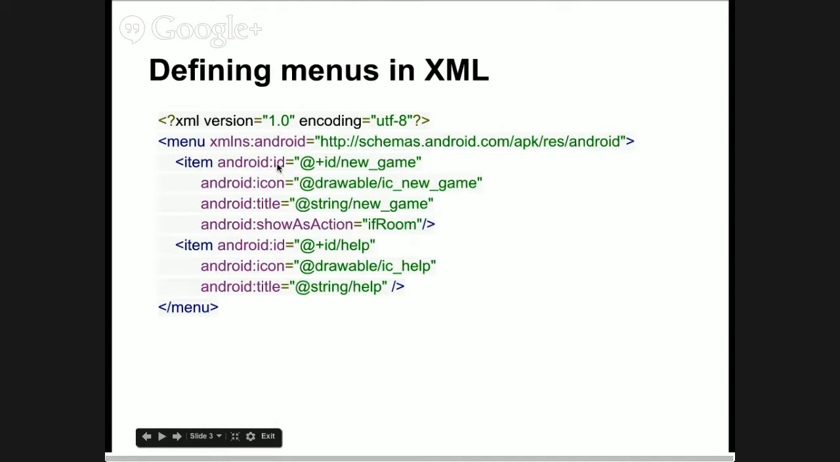Each item has an ID, an icon. That is usually not shown in newer Androids, okay, but used to be shown in the older Androids. It has a title, which is essentially a string that you can put into it. And it has some options, such as show as action if room.